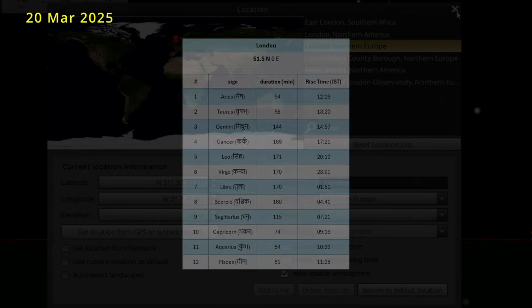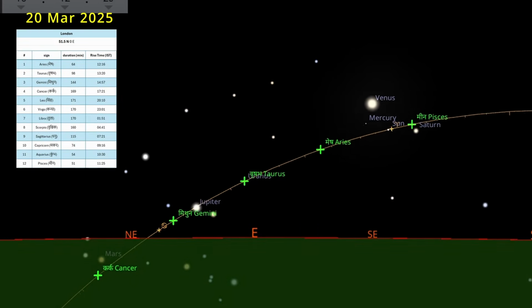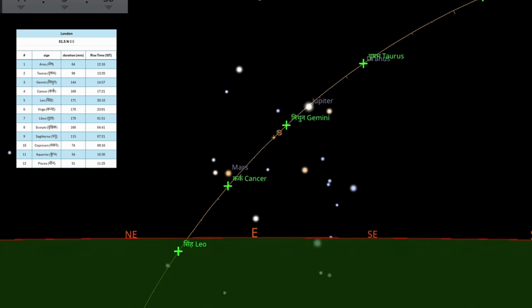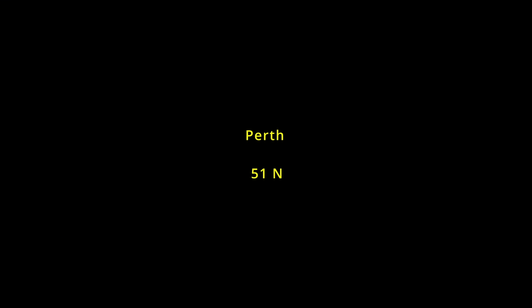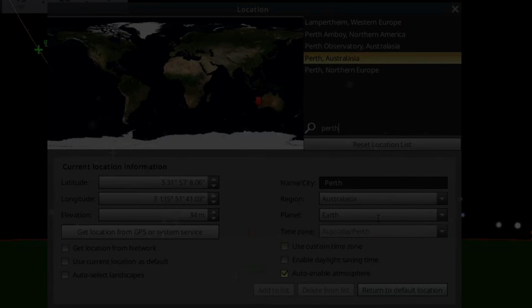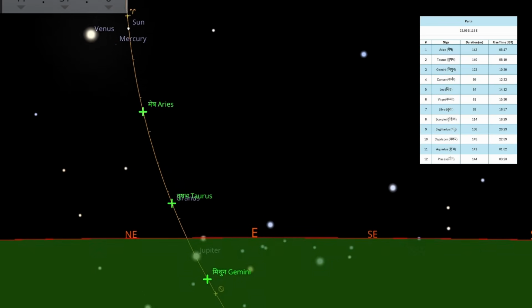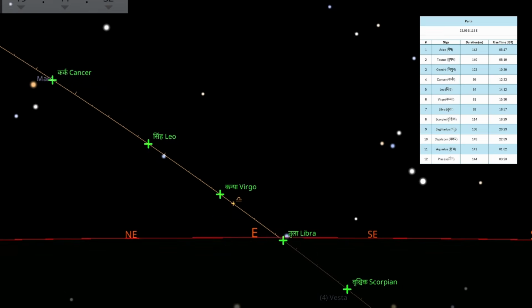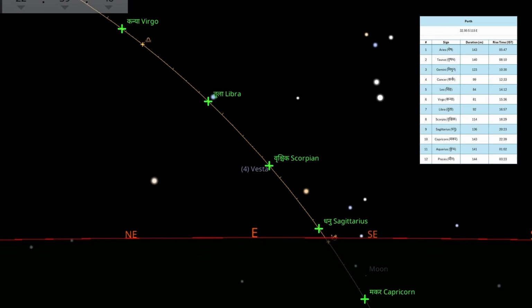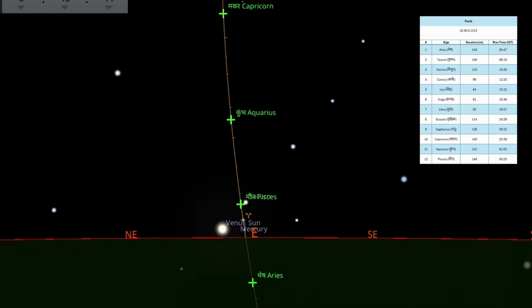London is at 51 north and 0 east. Duration for Pisces is just 51 minutes, while that of Leo is 171 minutes. Perth is in the southern hemisphere at 33 degrees south and 115 degrees east. Duration of Virgo is 81 minutes, while that of Pisces is 144 minutes. Short ascension signs are now long ascension signs in the southern hemisphere.